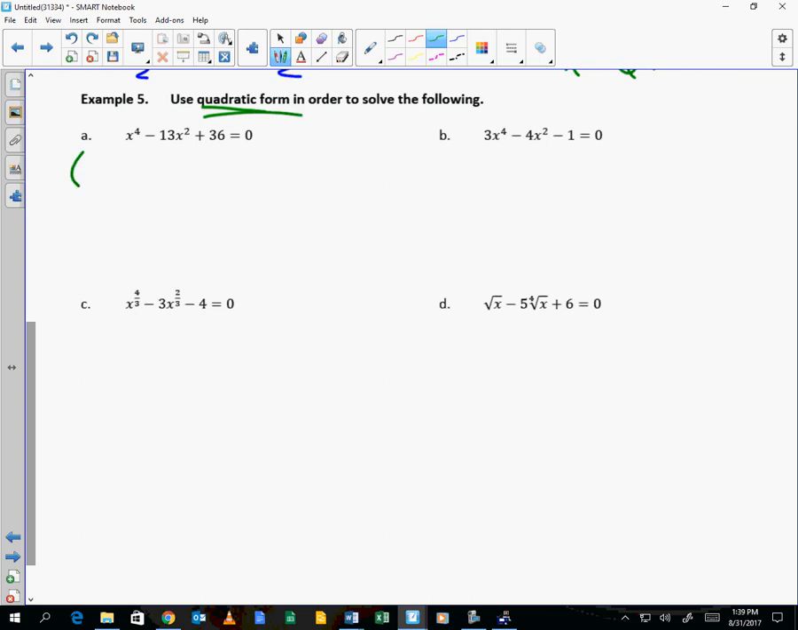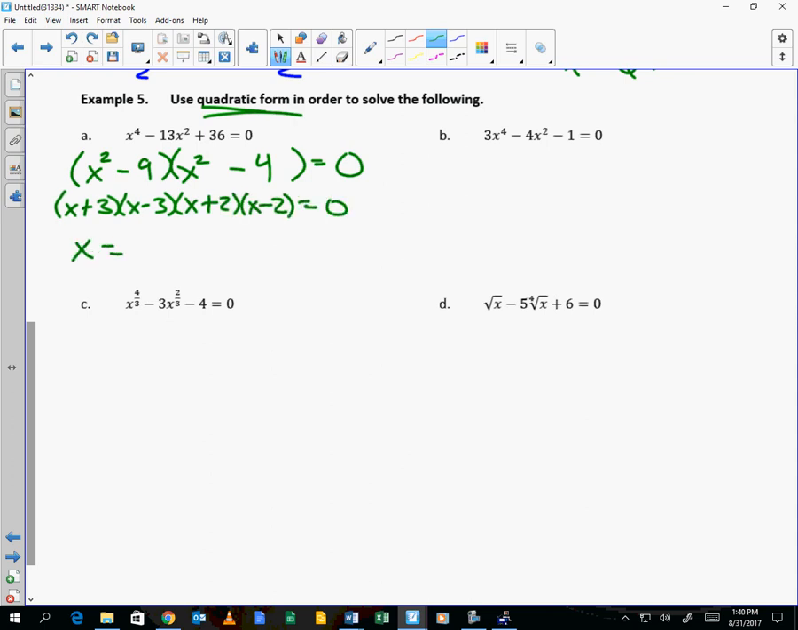What times what is x to the 4th? What multiplies to 36 and adds to negative 13? Negative 9, negative 4. Notice that you're going to come up with this middle x squared, right? Well, then these factor: x plus 3, x minus 3, x plus 2, x minus 2. How many solutions do I have? Plus or minus 2, and plus or minus 3.